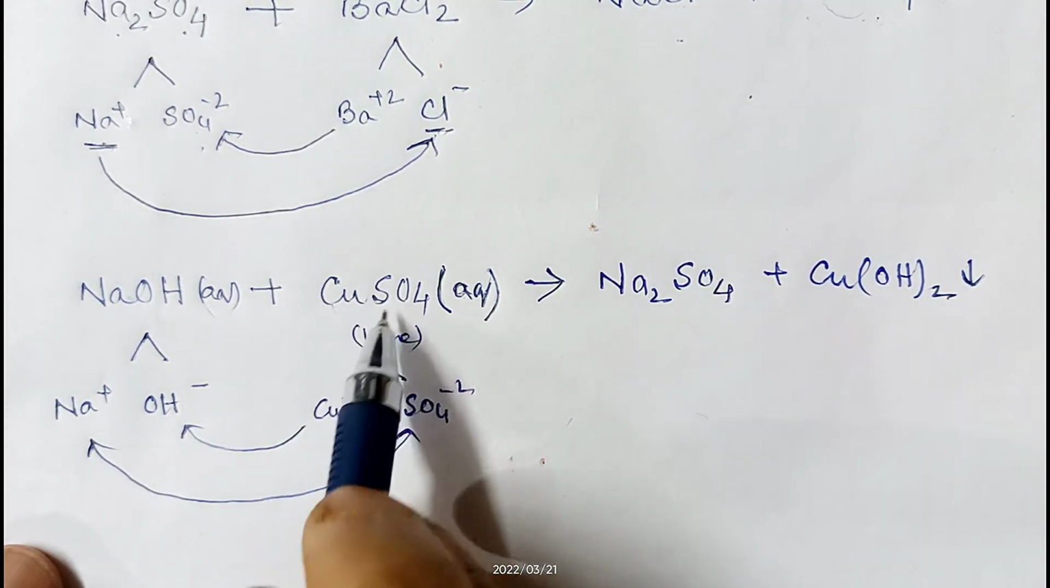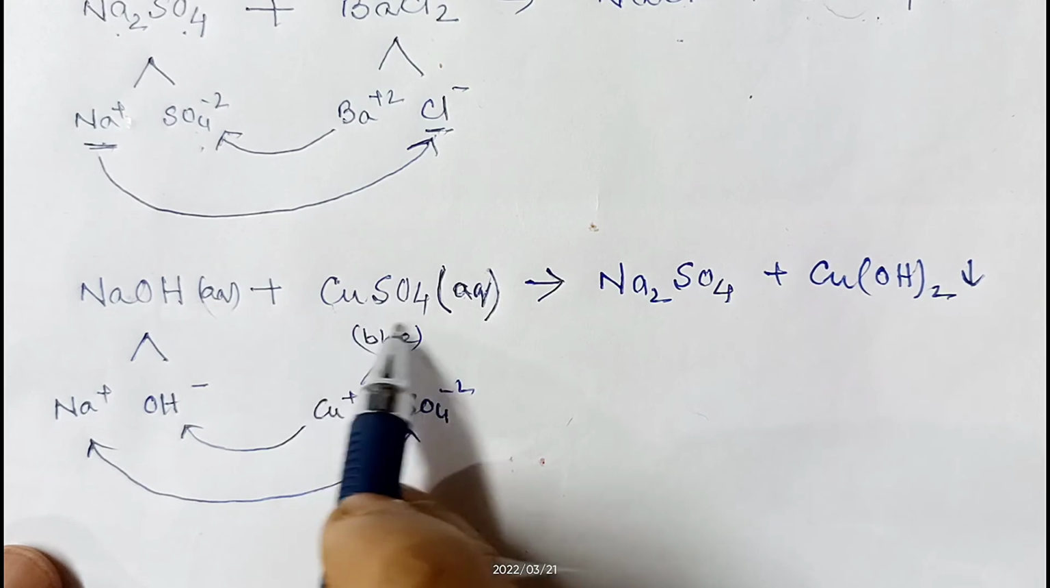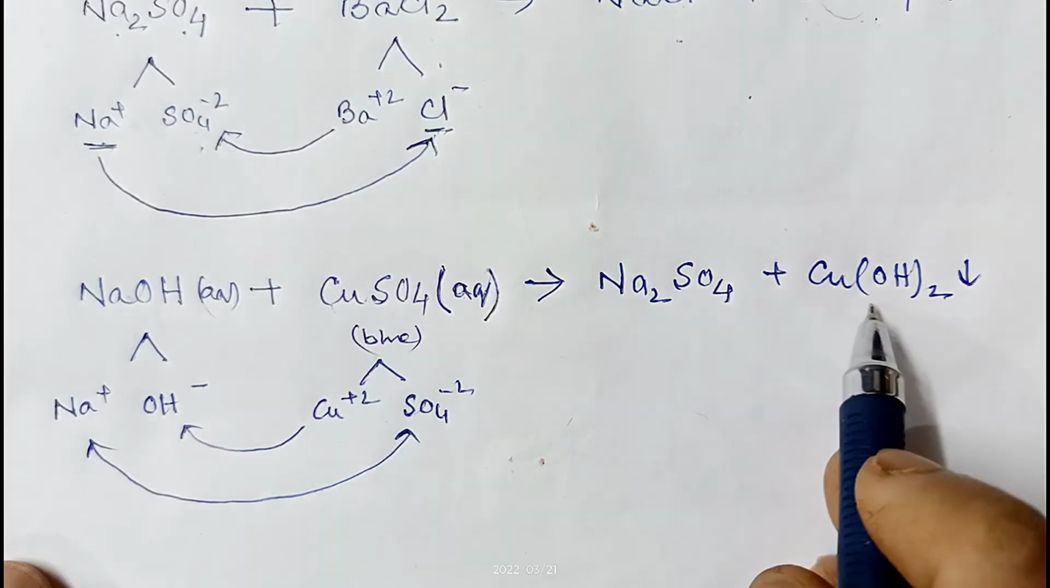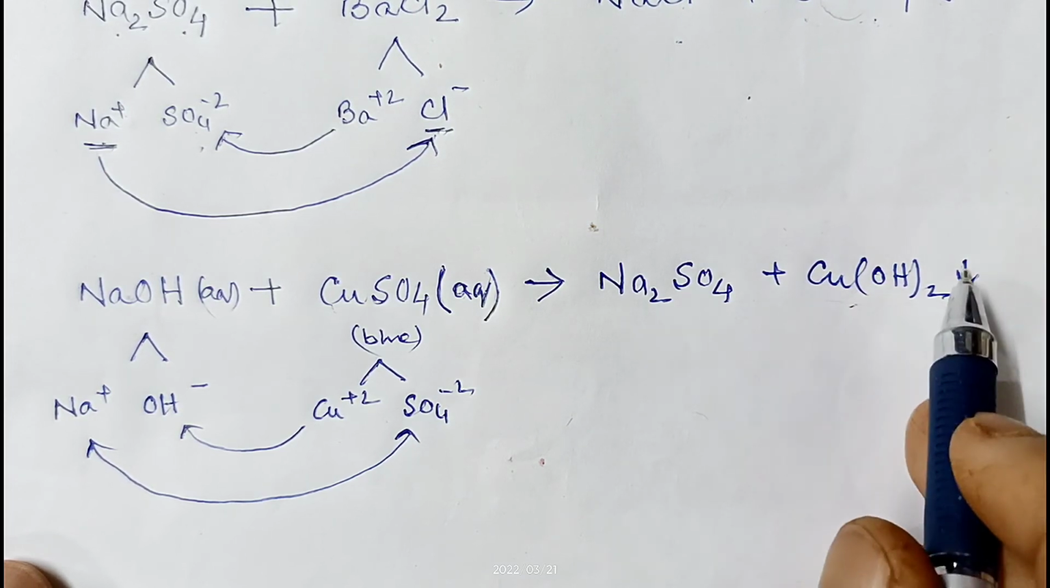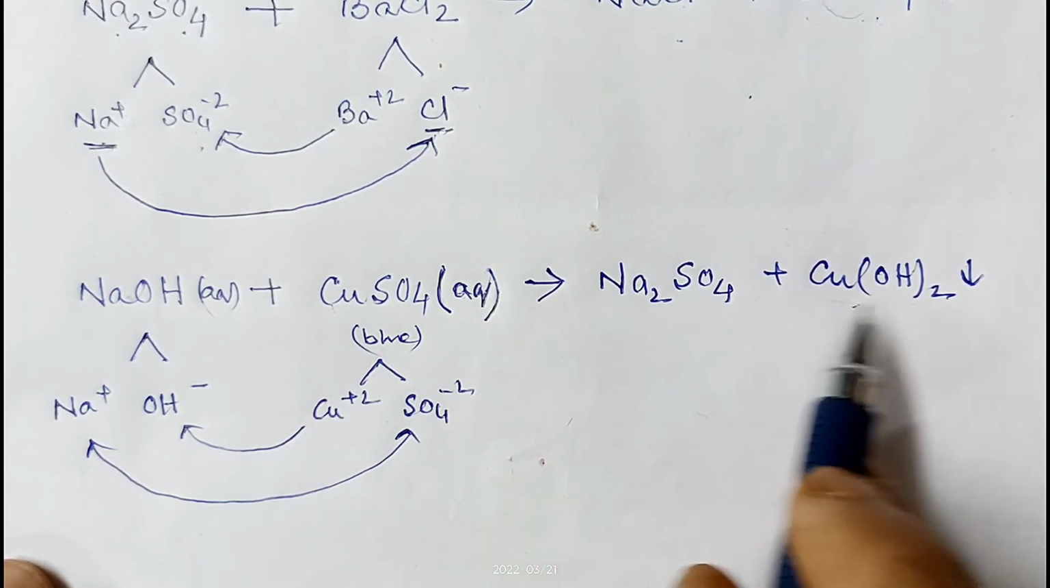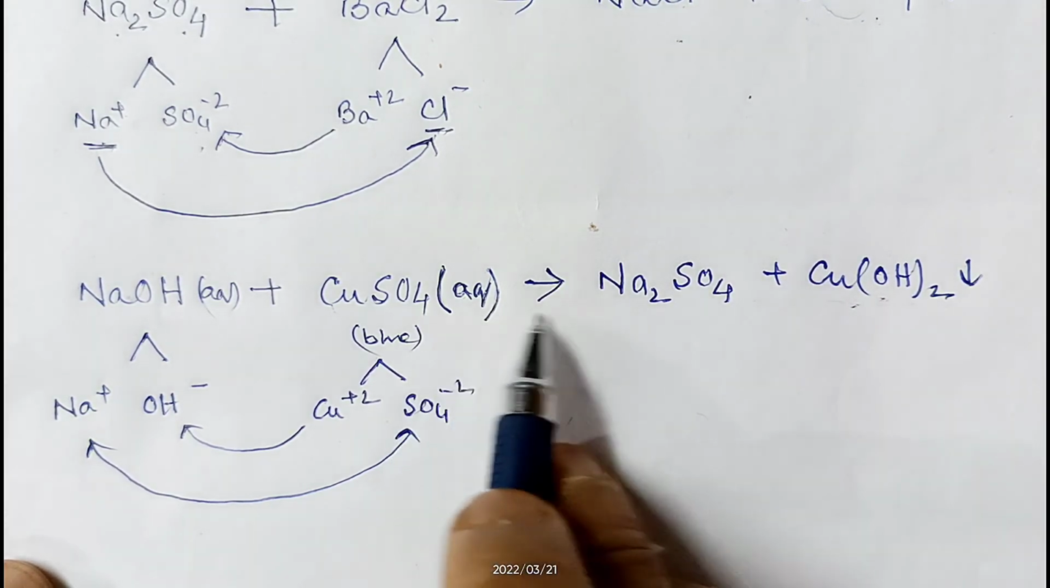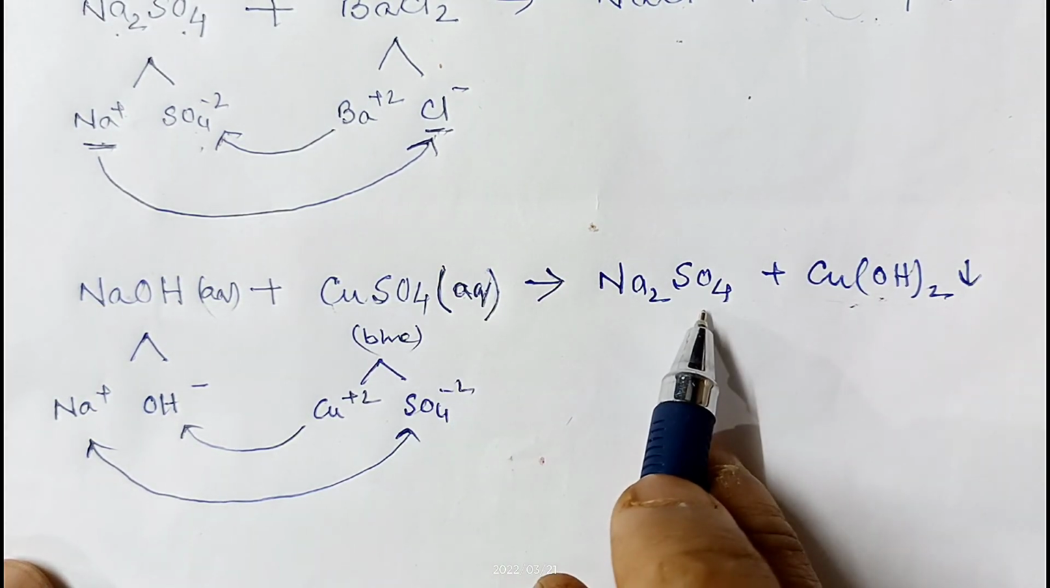Now this one is bluish in color because we know copper sulfate is blue in color. After the reaction, a bluish white precipitate will be formed, and this is because of the copper hydroxide. So we have to give arrow. So in this reaction, this is the precipitate. So this is another example of precipitation reaction.